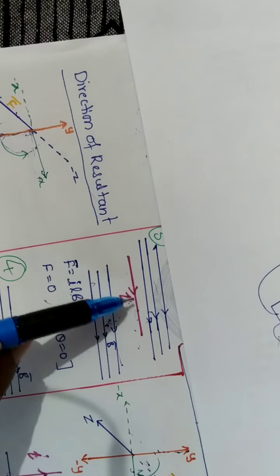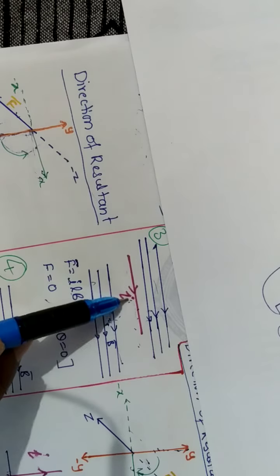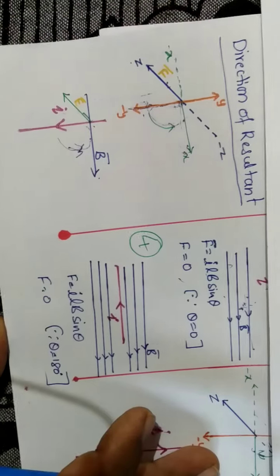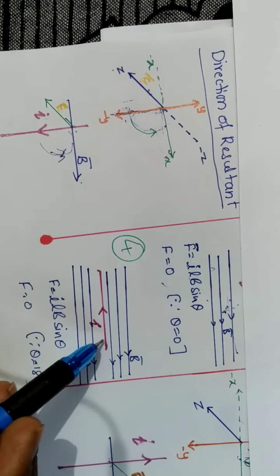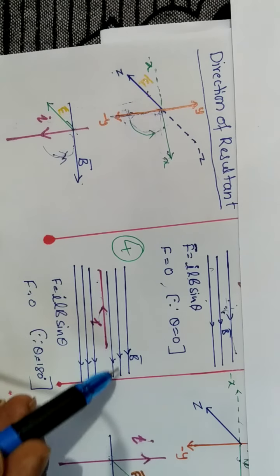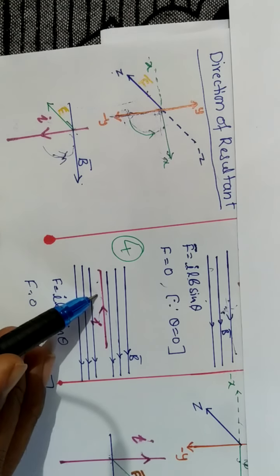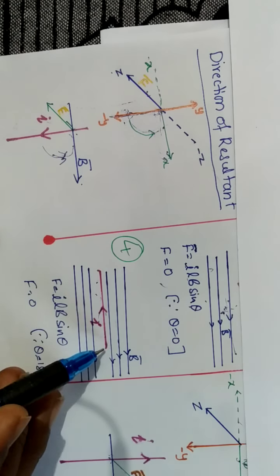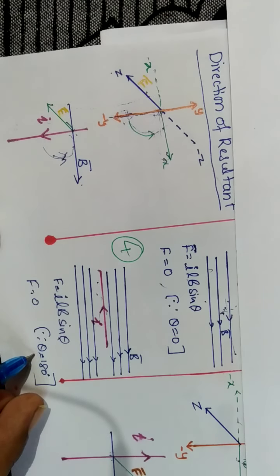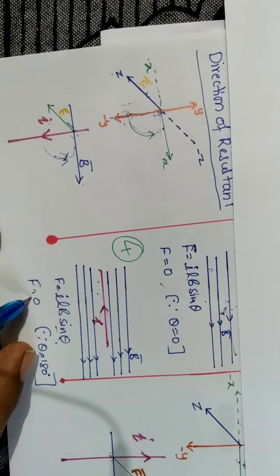So when you place the current carrying wire in the direction of the magnetic field, the wire does not experience any force. Now suppose you place the wire in the opposite direction: the magnetic field is towards the right side and the current carrying wire is towards the left side. The angle between them is 180 degrees. Again, when you substitute theta equal to 180 degrees, sine 180 is 0, so you will get 0 force.